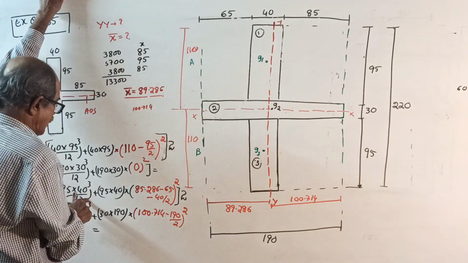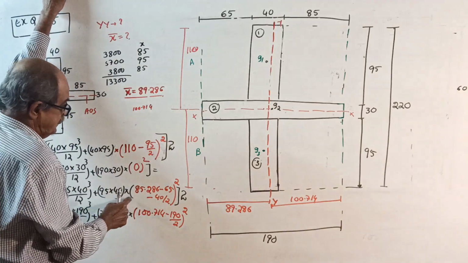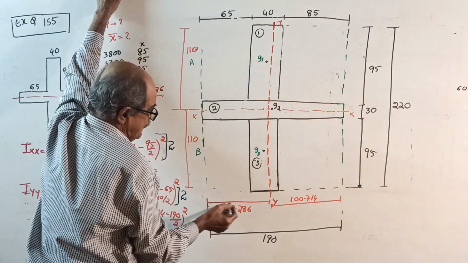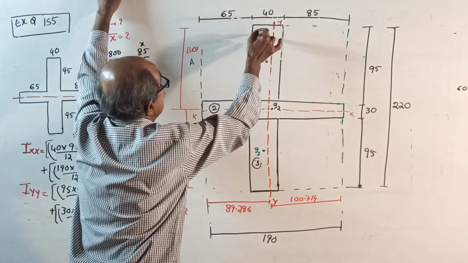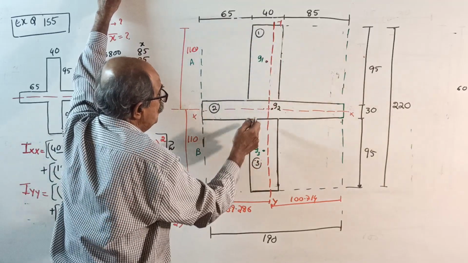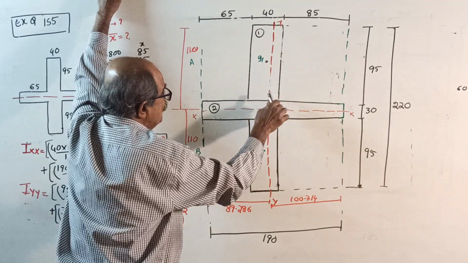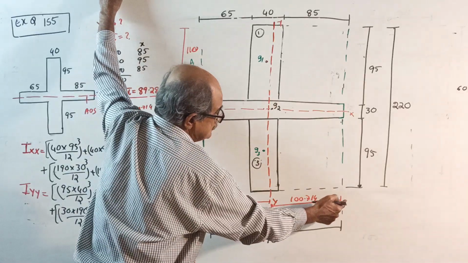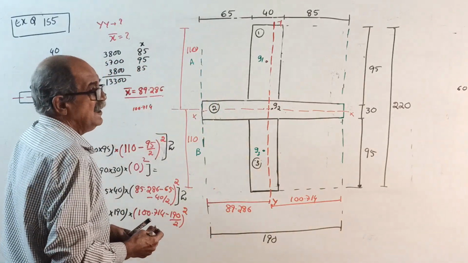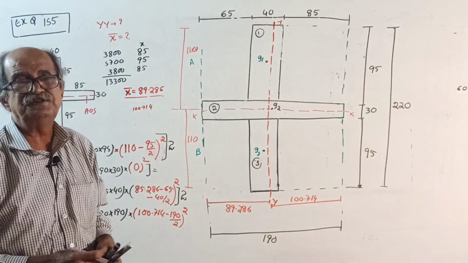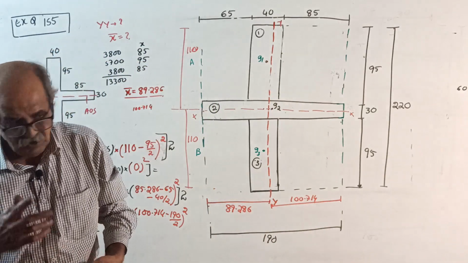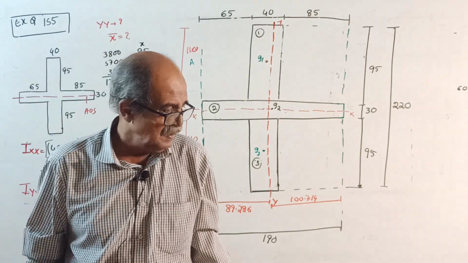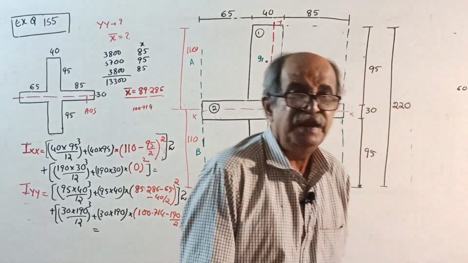I about its own axis: 95 into 40 cube by 12, exercise question, plus area into this distance square, which is 89.286 minus 65 minus 40 by 2, same into 2, plus here I about its own axis plus area into this distance square, which is 100.714 minus 190 by 2. As an exercise question, what I told is over sufficient. Further, you should not expect anything from me. First of all, this much I need not tell.